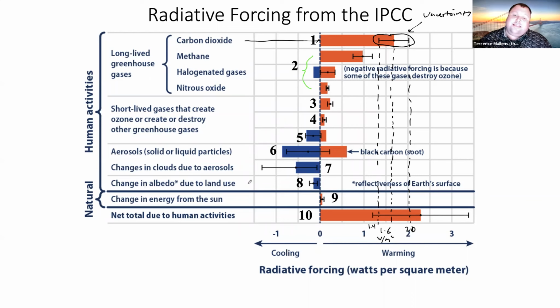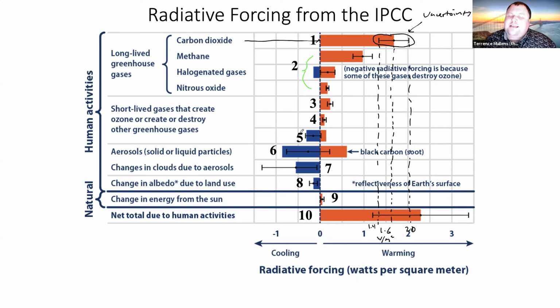For methane, so that's the second line right here, we see it has just a little short of 1 watt per meter squared of warming, but it could be anywhere between 0.75 and roughly 1.25 watts per meter squared of warming. And so each one of these different line items, whether it's methane, halogenated gases, nitrous oxide, short-lived gases, aerosols, changes in clouds, every one of these has a determined value.